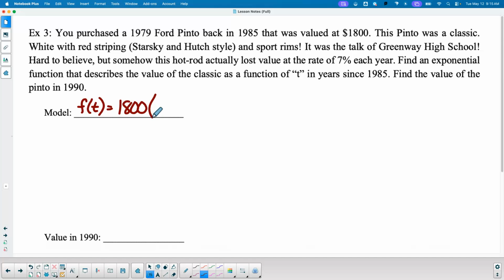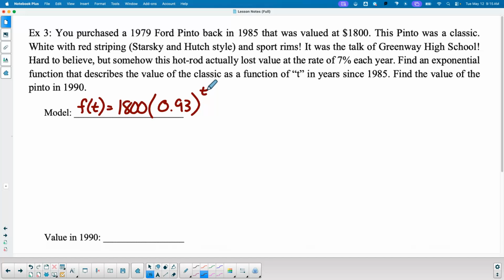0.93. Yep, 0.93. So 1 there wouldn't change it at all. If it's increasing, then we're going to add to 1. If it's decreasing, we're going to subtract it from 1.